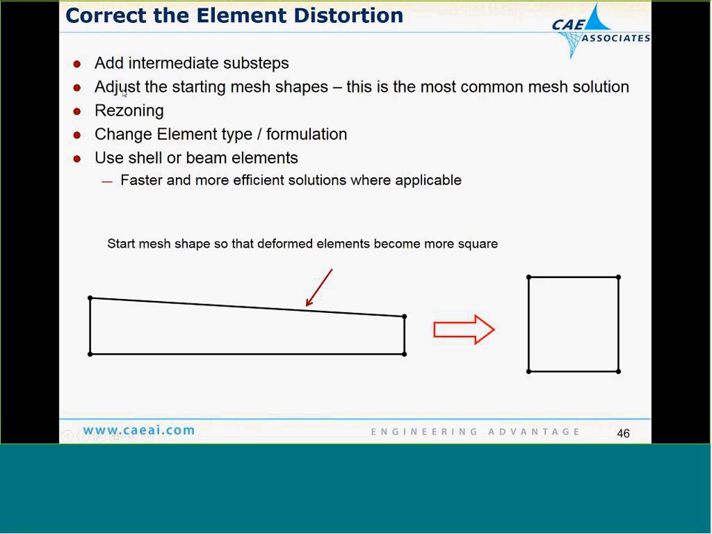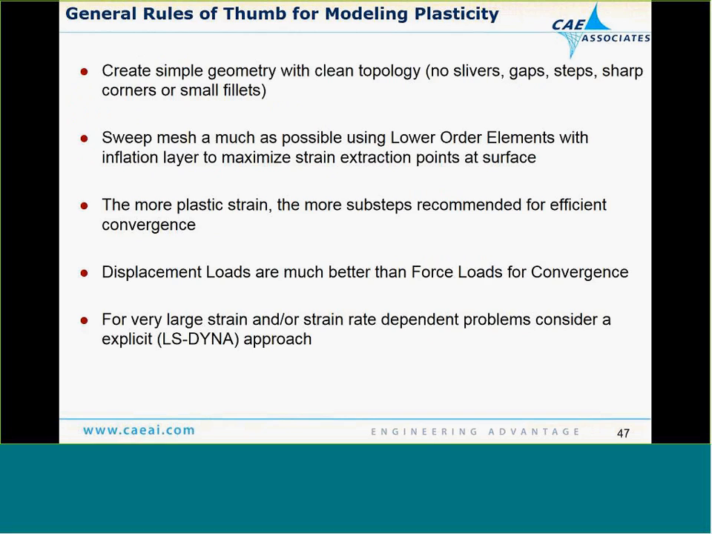So element distortion can be overcome by adding intermediate substeps, adjusting the mesh. So start with the mesh shape where under deformation it becomes more square. Other advanced features such as rezoning, you can change element type formulations. Sometimes going to a more simplified model is a way of getting rapid convergence and understanding behavior. So go to shells and beam elements, which will converge and run much faster than the very large tetrahedron mesh model.